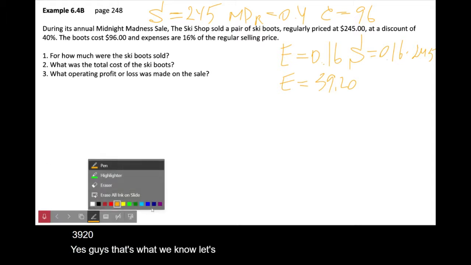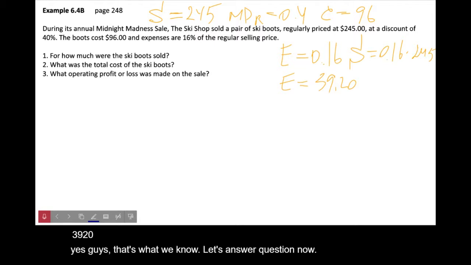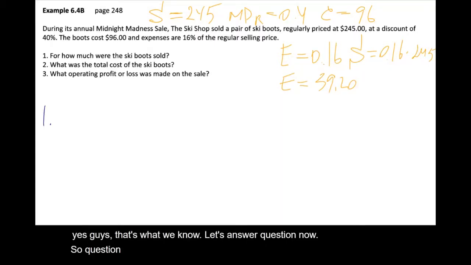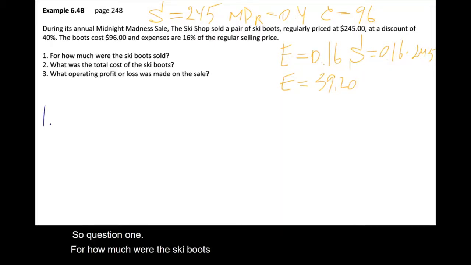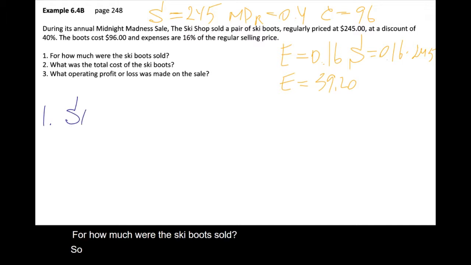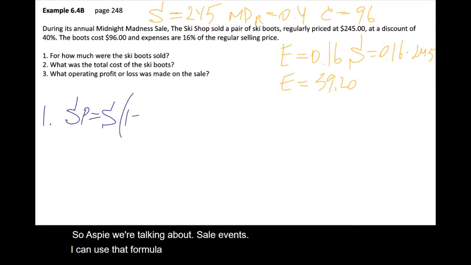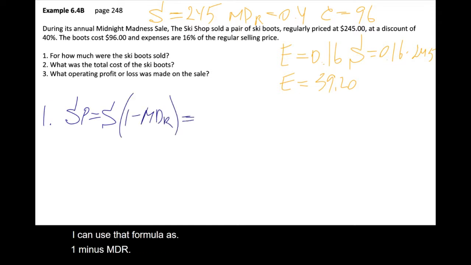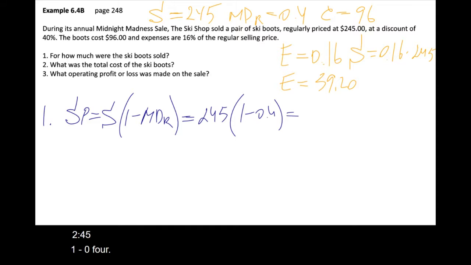Let's answer question now. So question 1. For how much were the ski boots sold? So SP, we're talking about sale events. I can use that formula, S times 1 minus MDR. So 245 times (1 minus 0.4), 0.6, 147.